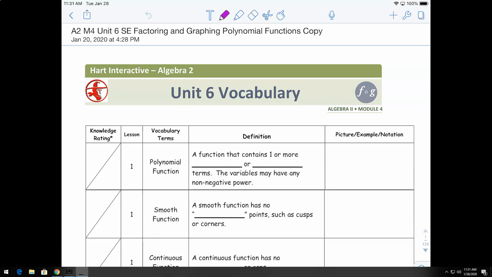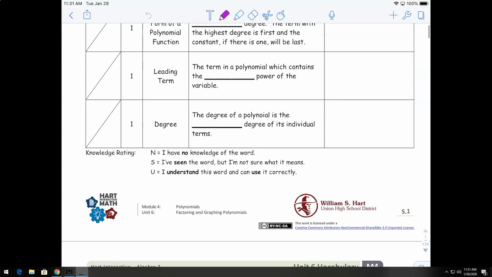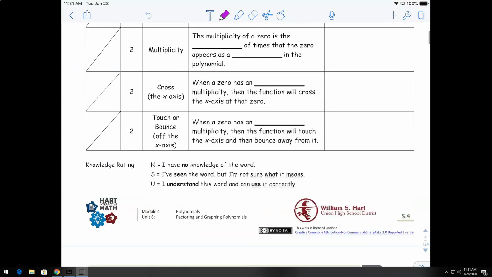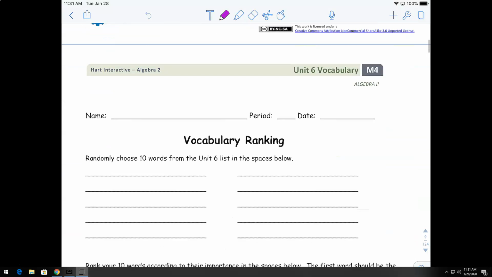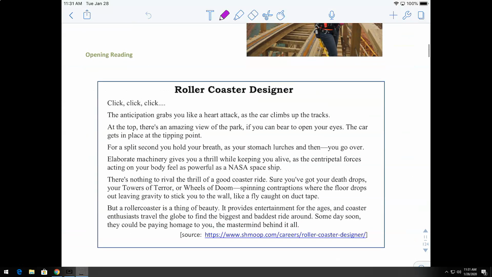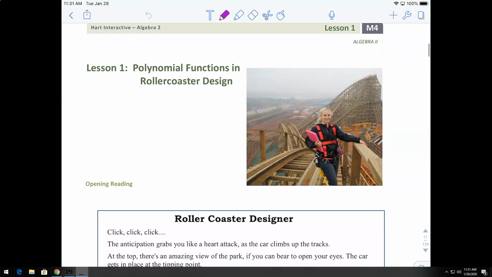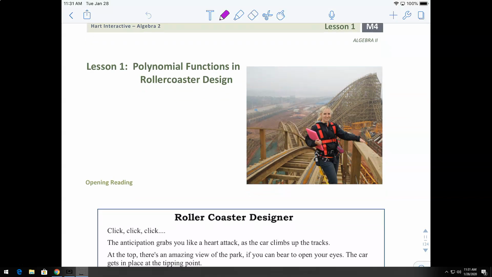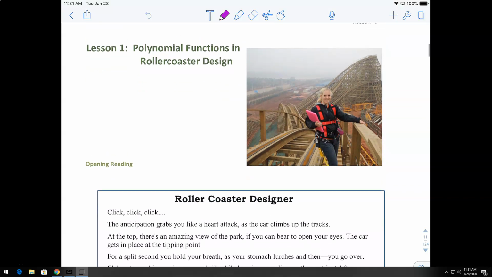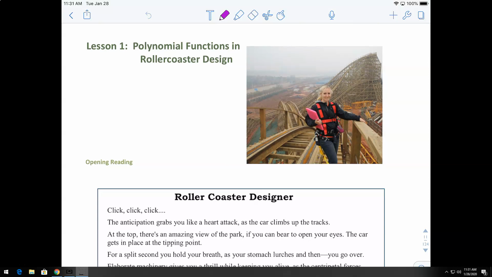All right, so we're starting off Unit 6. I'm going to skip all of this vocabulary, and I'm going to the start of Lesson 1. Lesson 1 is all about roller coaster design. We're going to skip a lot of this part, and we're just going to talk about things being continuous, because you don't want to fall off of a roller coaster.